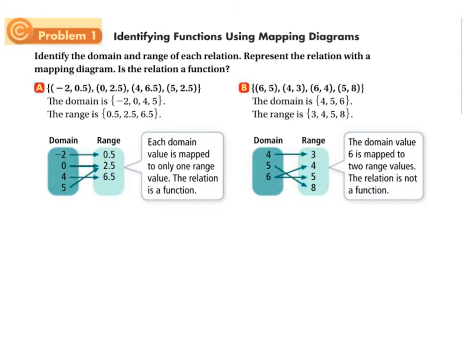Over here, all of the domain values, 6, 4, 6, and 5, we'll put them in order, 4, 5, 6, okay? 4 produces 3 right there, so you put an arrow there. 5 produces 8 right there. And 6 produces both 4 and 5, okay? The domain value 6 is mapped to two range values. It's splitting into two. This is not a function.